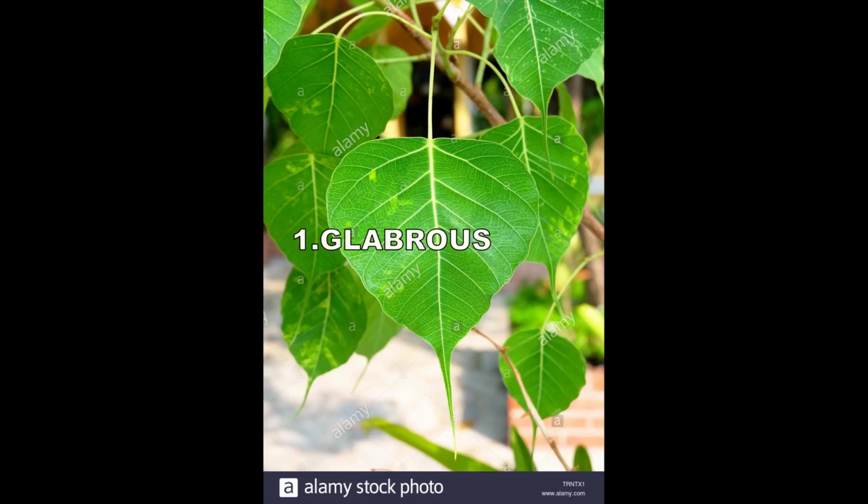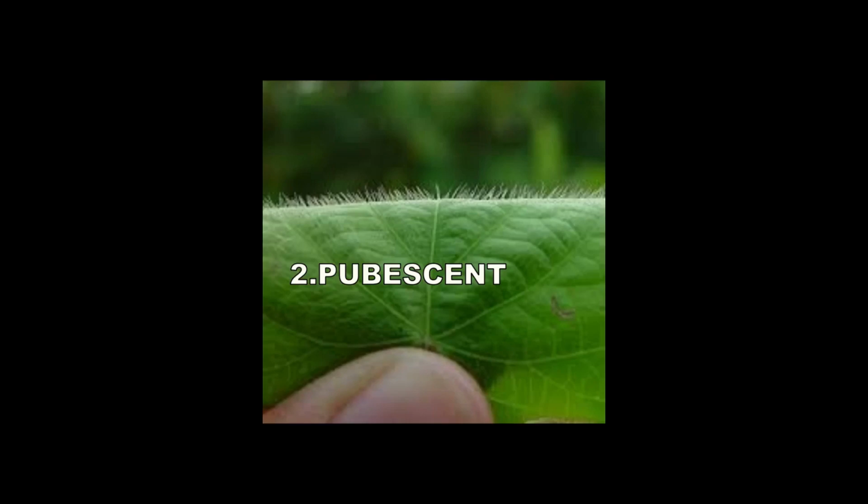First one is glabrous. Surface is smooth and shiny. They are not covered with any hairs. Sometimes they may be leathery. Example, Ficus religiosa. And the second one is pubescent. Here surface is covered with short and soft hairs.